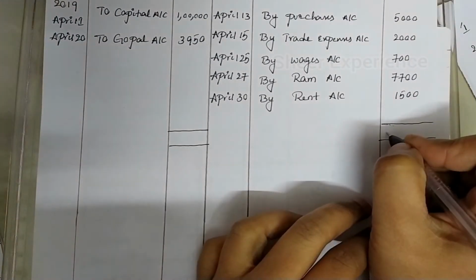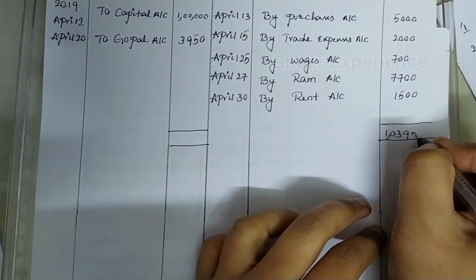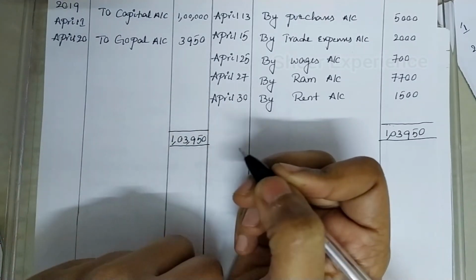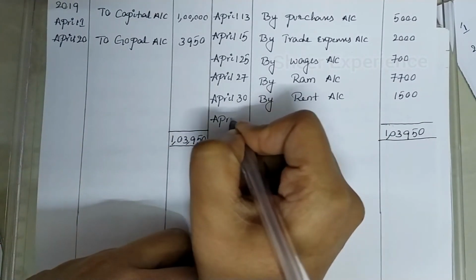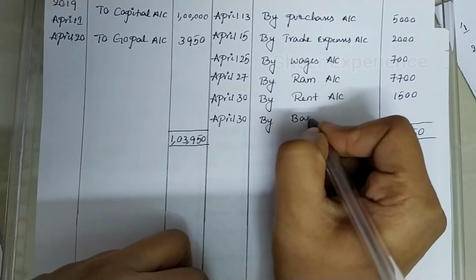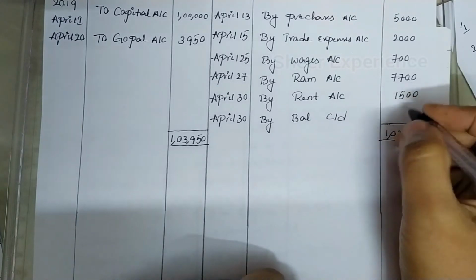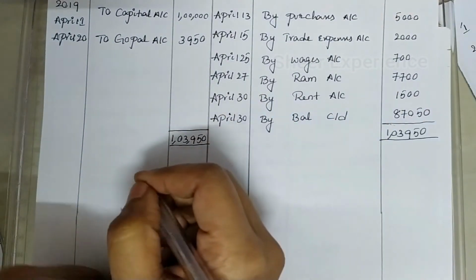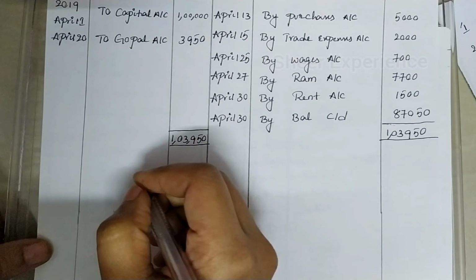As per the balancing rule, we will mention the higher amount on both the sides. Here, higher amount is on the debit side, that is 1,03,950. Now we will deduct the credit side balance, that is 16,900 from 1,03,950. We get 87,050. This amount we will mention on the credit side because we have less balance in the credit side.